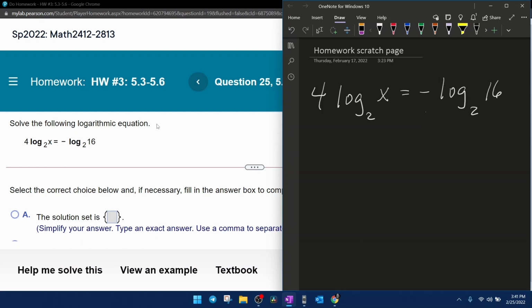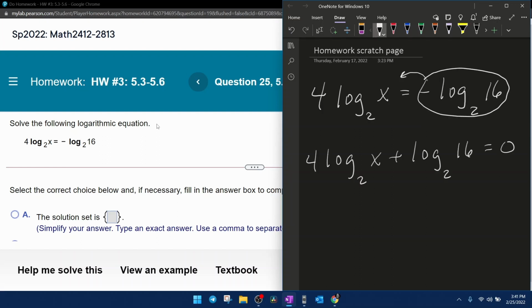So what I'm going to do instead is I'm going to bring this log over. And what that does for me is it makes that log positive. It also sets the equation equal to 0. Now that's not necessary, but it is going to make this work out rather nicely. What we want to do next is use the properties of logarithms to condense my two logs into one.